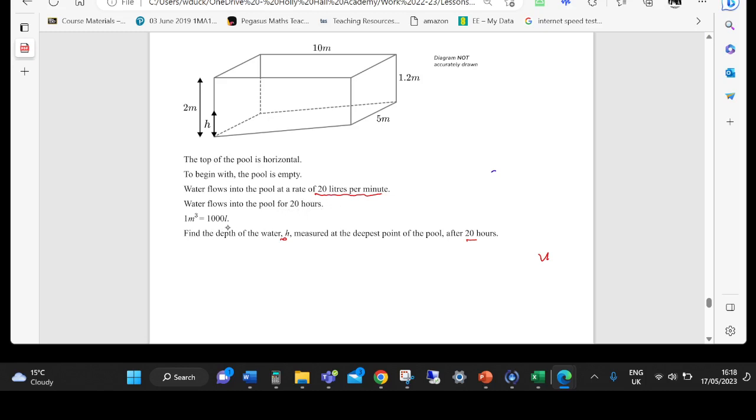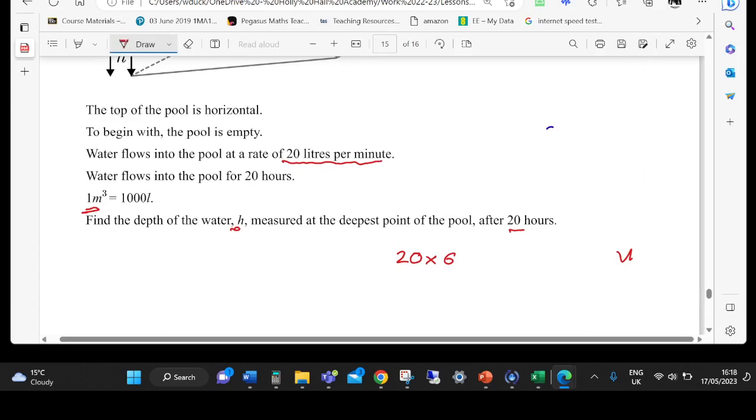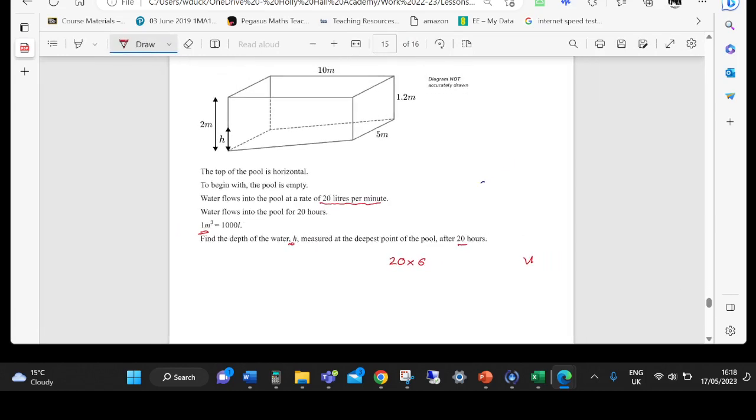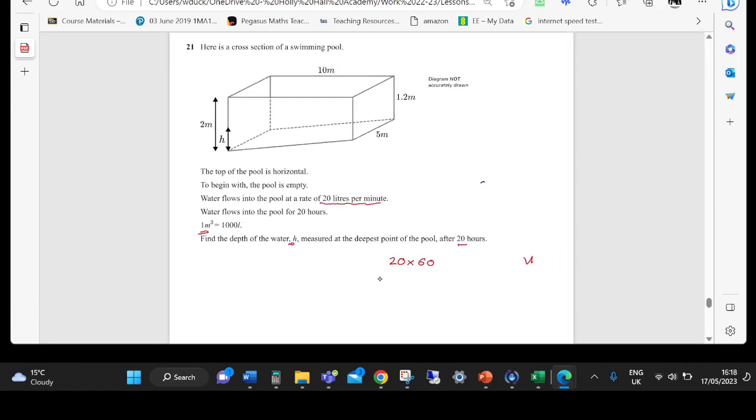So I'm going to start by working out how much volume of water is going to be put into the pool. If it's 20 litres per minute, there are 60 minutes in an hour. So that's how much would go in 1 hour. So in 20 hours, we would have that many.